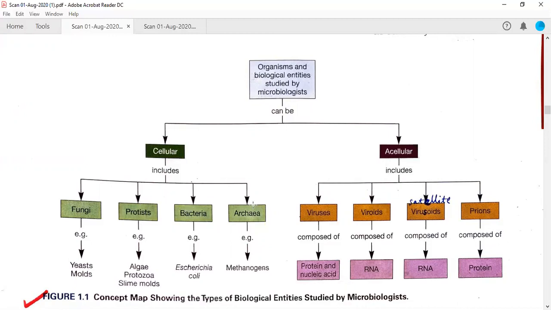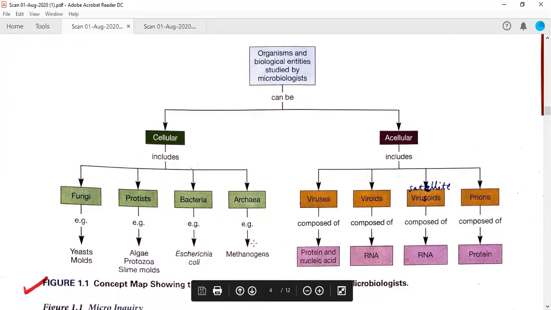Archaea are completely different because archaea can survive under harsh environmental conditions. For example, if there is very high temperature or very high pressure, where most cellular life cannot survive, archaea are able to survive those harsh conditions of the environment. For example, methanogens.